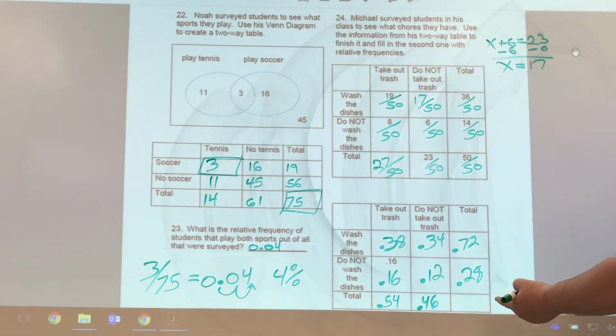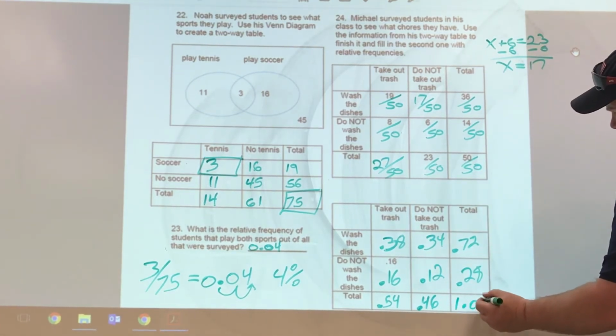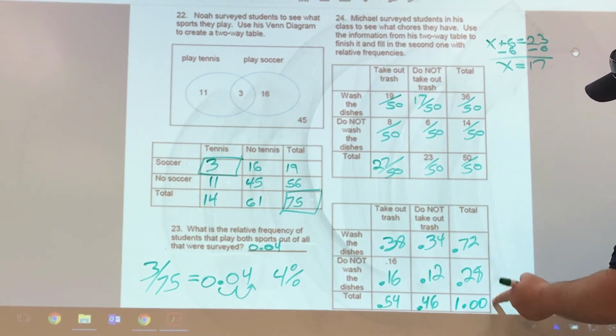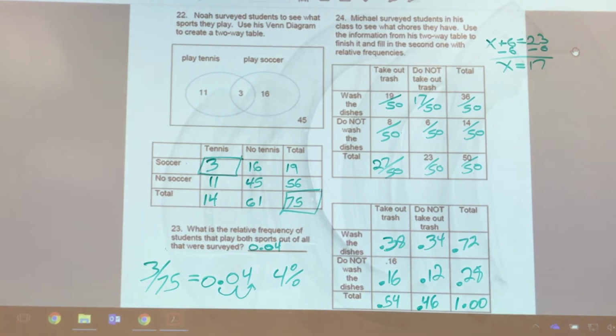Here we should get 100, or in this case 1.00. Just go ahead and write that in and check. 8 plus 2 is 10. Carry the 1, 7, 8, 9, 10. All right, so we've got all our relative frequencies listed there.